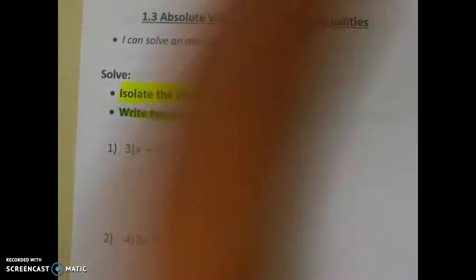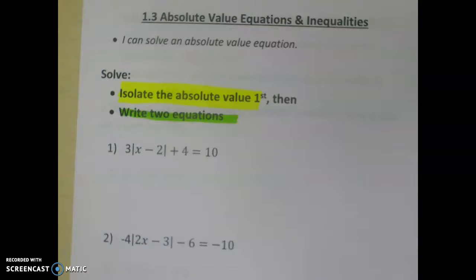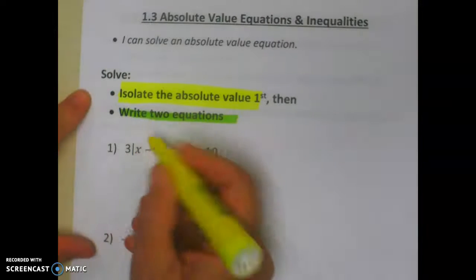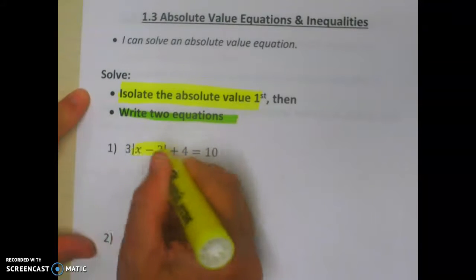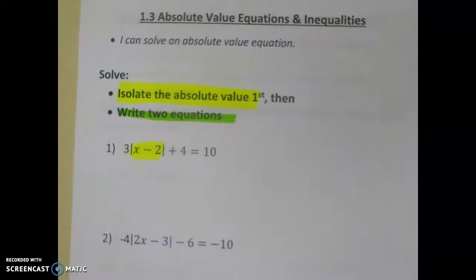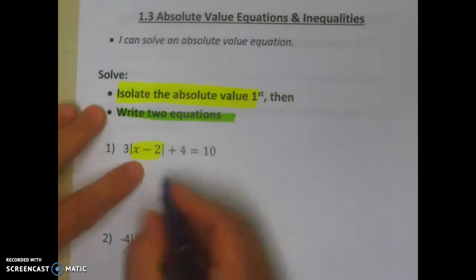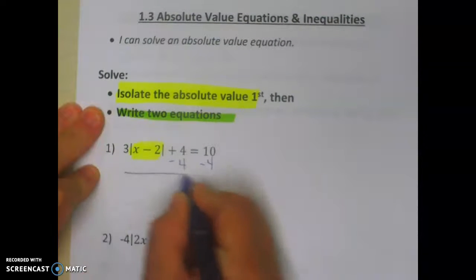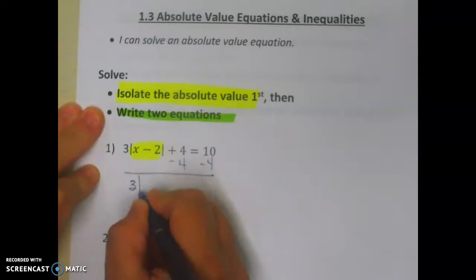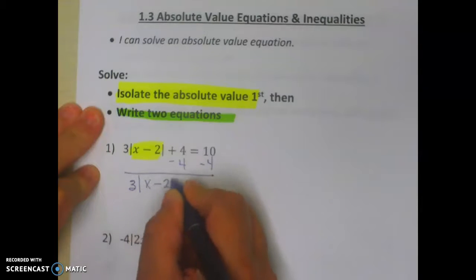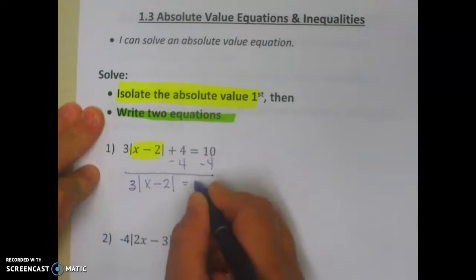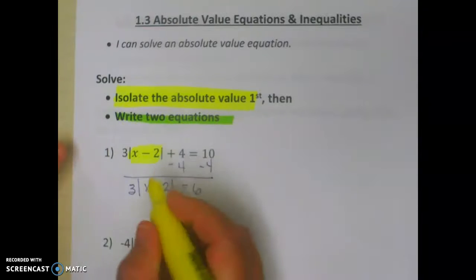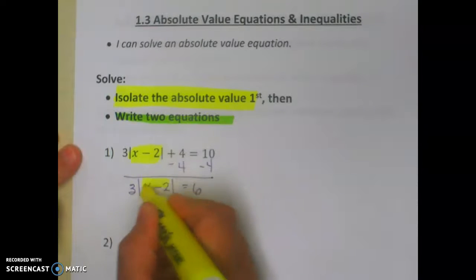All right, and what I'm going to do is highlight the absolute value just so that we can focus on isolating that, just like it was its own little variable. So I'm going to highlight, that's my absolute value part. When I say isolated, that means we're basically going to solve for that absolute value. To get this by itself, I'm going to start by subtracting 4 from both sides. So I have 3 times the absolute value of x minus 2 equals 10 minus 4, which is 6.